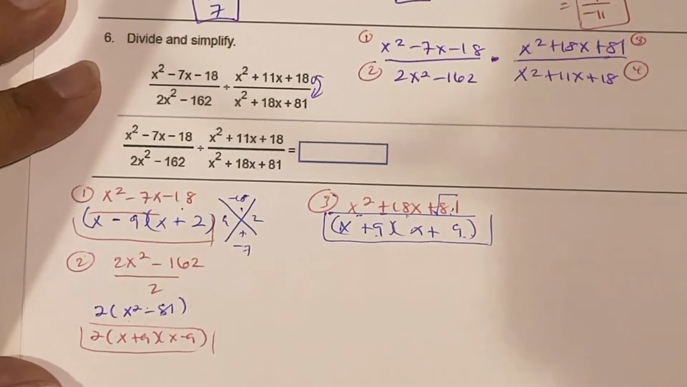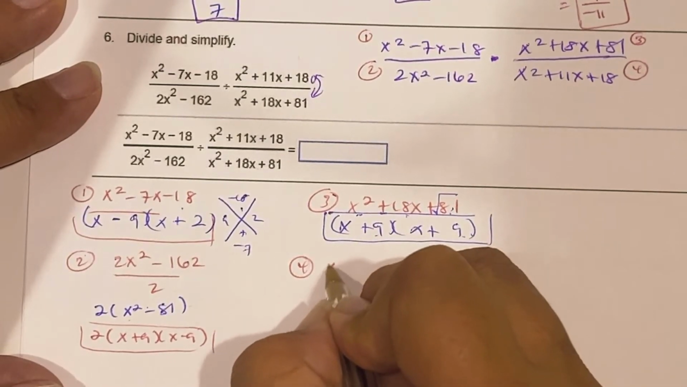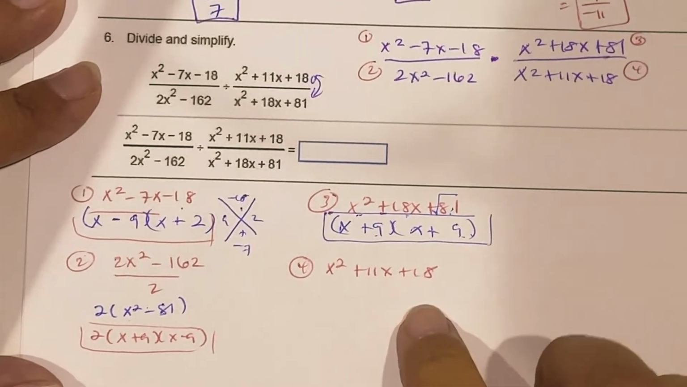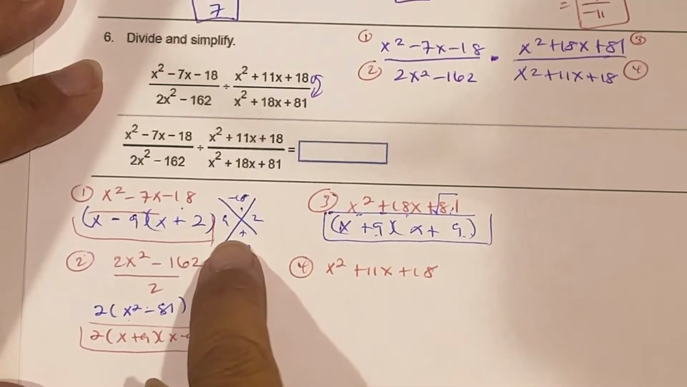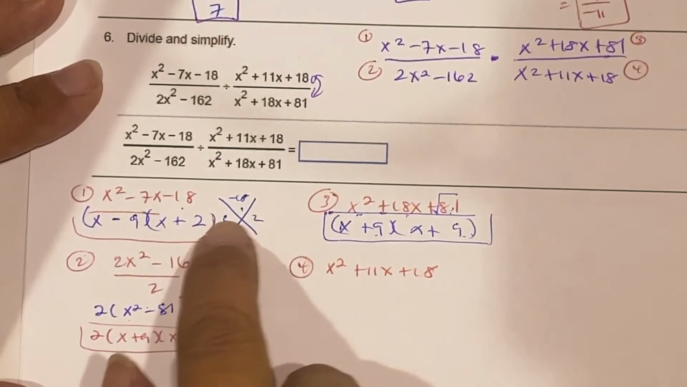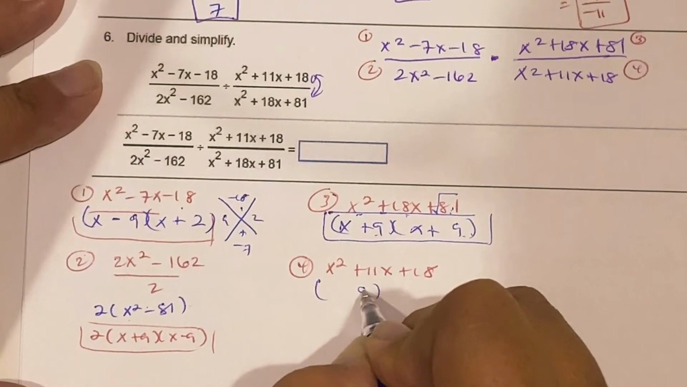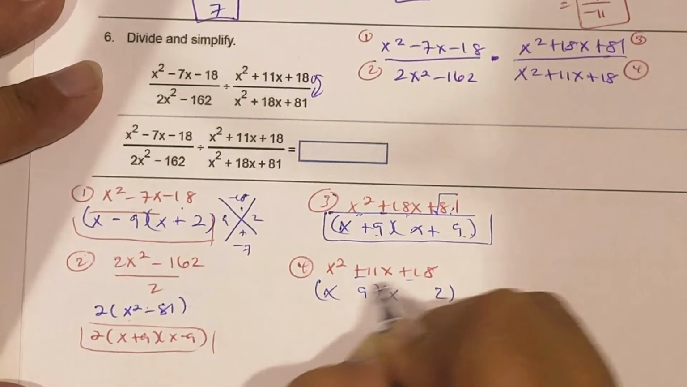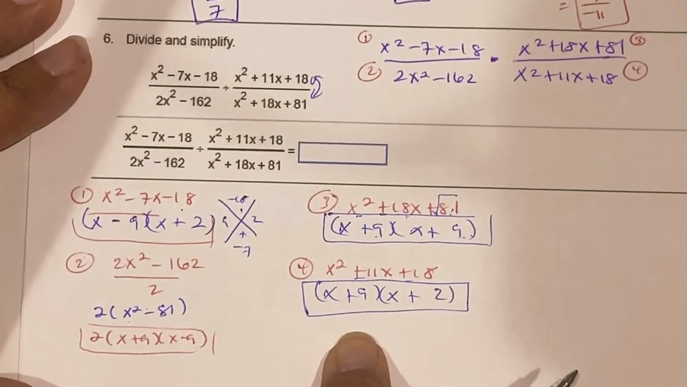Then we go to number 4. Number 4 says x squared plus 11x plus 18. So we need numbers that multiply to 18 that can add to 11. So I refer back to the one that we did before. 9 and 2 add to 11. So we become, I'm gonna write 9 and 2, x and x. Because they're both positives, then the 9 and 2 are both positive as well. So there's our fourth one factored.